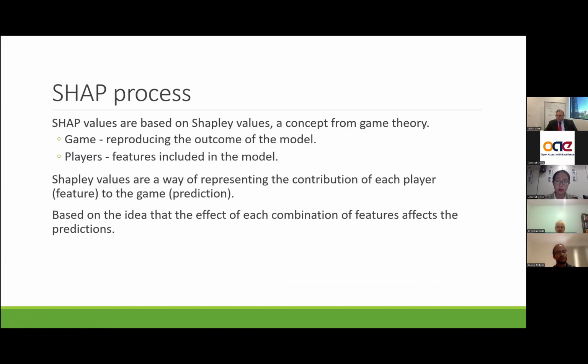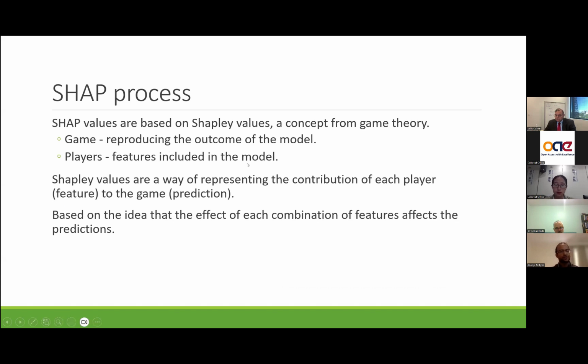So the other method that I considered is SHAP. SHAP is short for Shapley values. It comes from a concept from game theory. In game theory, the objective is you have a set of players that need to cooperate, and that would decide the outcome of the game. So in this case, the game is basically reproducing the outcome of the model. The prediction from the model is essentially the game, and the players are the different features. So how the different features interact with each other to produce that certain outcome.